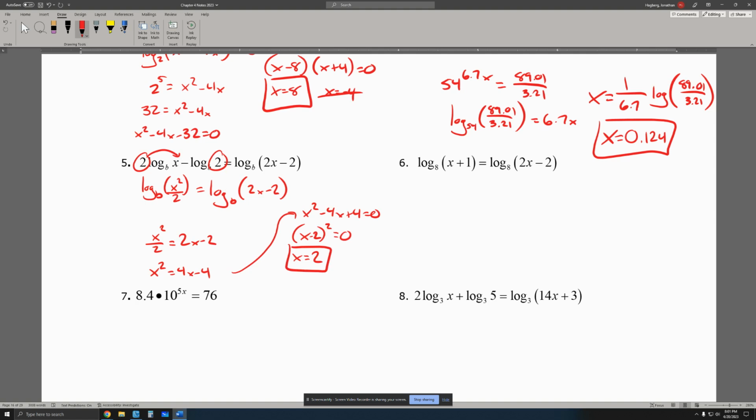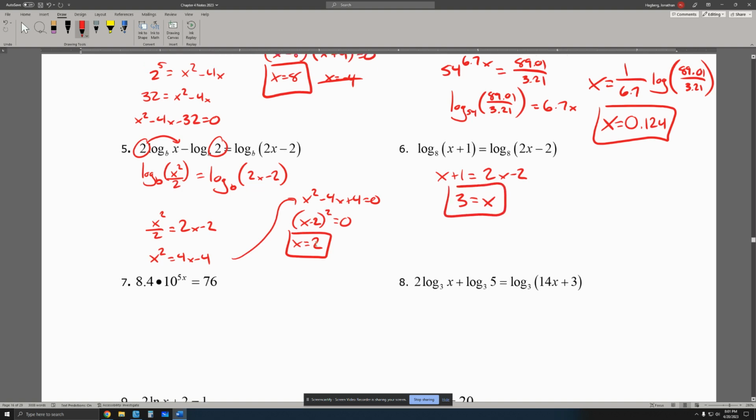All right, so number 6. Again, two logs of the same base equal to one another. We have x plus 1 equals 2x minus 2. Subtracting x and then adding 2, we get 3 equals x. Let's see. 3 plus 1, that's positive. 2 times 3 is 6 minus 2, also positive. So 3 is a solution. Nice. That one was quick.